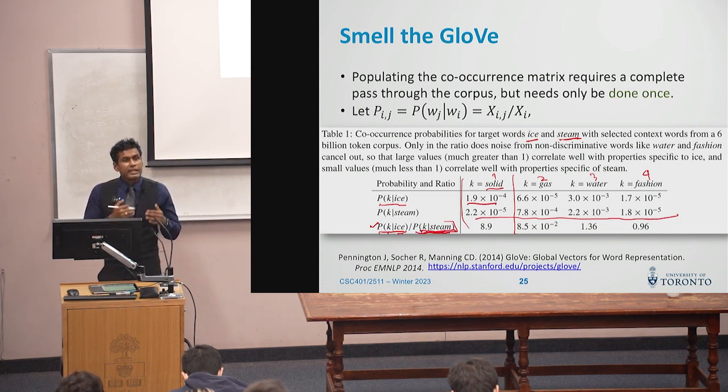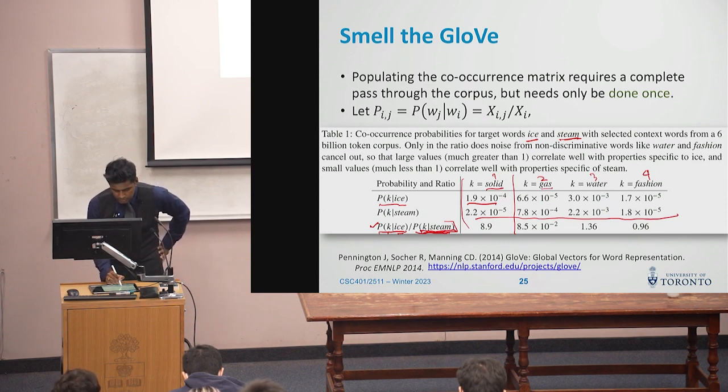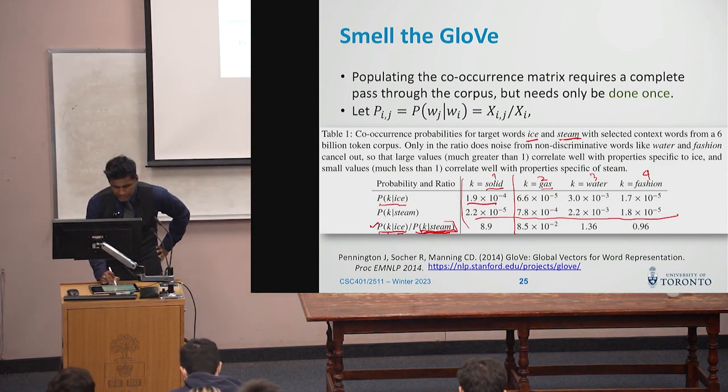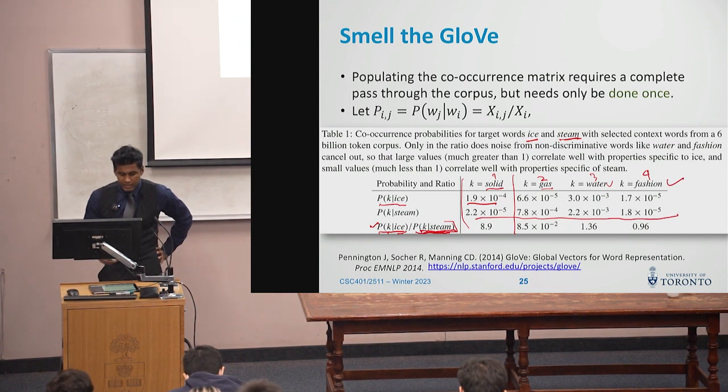Now, what if k equals gas? Gas given ice over gas given steam is going to be a very low number because gas is related to steam. If we look at the values of the bottom row, we can see that when k is solid, it gives us a high number, and for gas, it gives us a low number. For unrelated words like water or fashion, it's basically 1 or close to 1. It doesn't convey any information. It's uniform. Okay, so this is an illustration of how we can use GloVe to capture semantic similarities between different words.